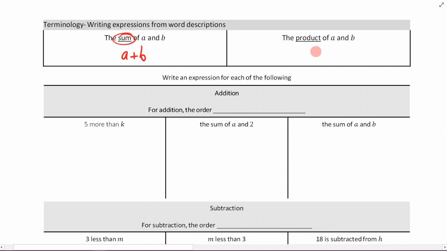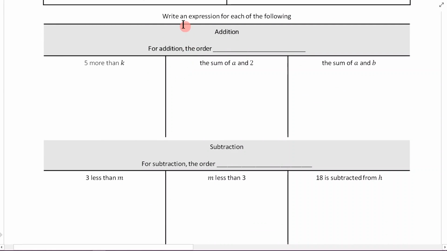Let's move over here now. Another word, which is probably a lot less familiar to a lot of you, is the word product. If I said, what's the product of A and B? The word product means multiply these two things together. So A times B, which is equal to just AB, because remember, we don't like putting that multiplication sign in. So when we say the product of A and B, it's just AB. All right, next. Write an expression for each of the following.